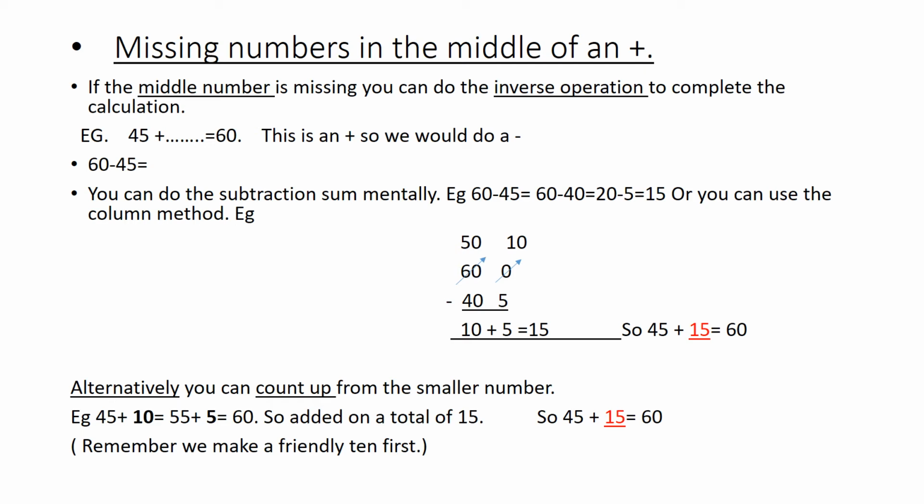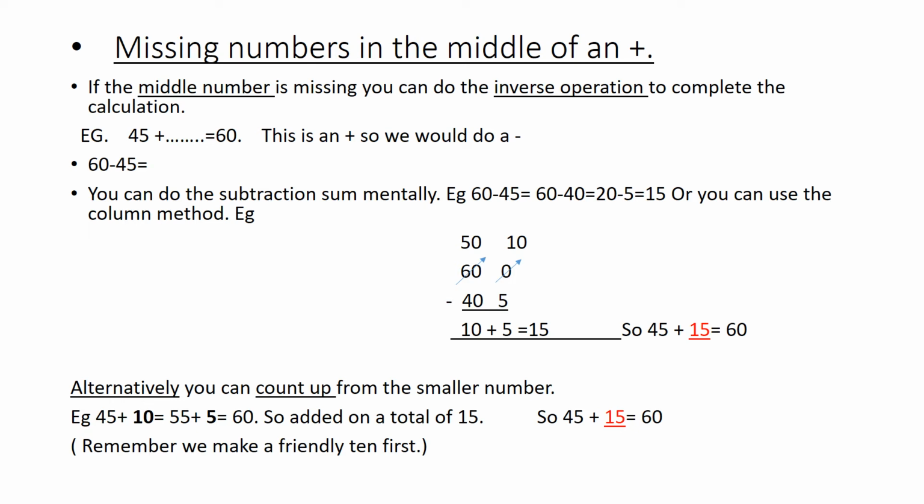Or again, you can use your column method. Now, this one is a bit trickier, so look closely. So I've partitioned the 60, and then there's no 1, so I've put a 0. Then we had to take away 40 and the 5. Now, if you have 0, you can't take the 5 away. So remember what we do is we do some exchanging.